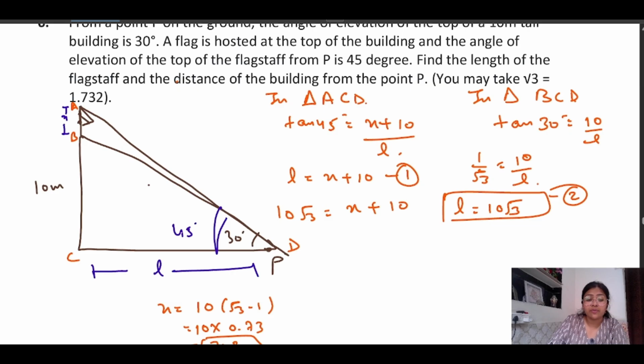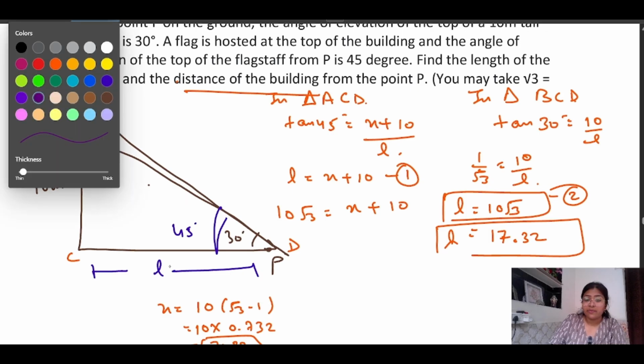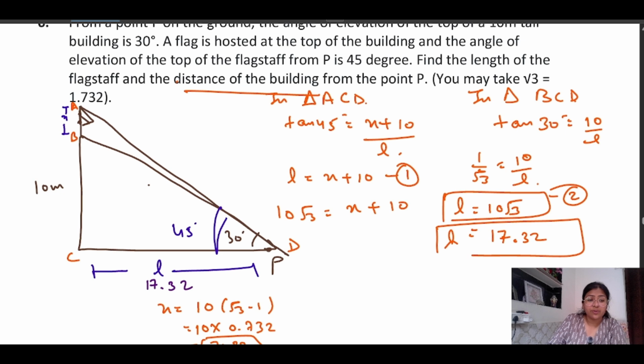Also you need to find out what? Yes, the length of the flag staff is done. The distance of the building from the point P, L. L was 10 root 3. The L value is done, we need to find out L. Yes, L is already done. That is 17.32. This is the distance from the flag. Let me write the final answer. The value of L is 17.32 and the value of x is 7.32.